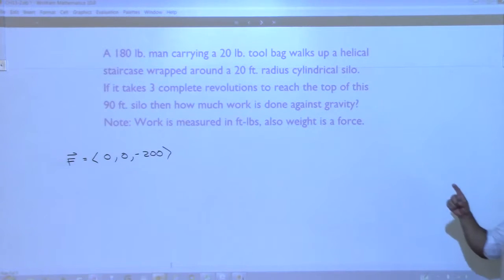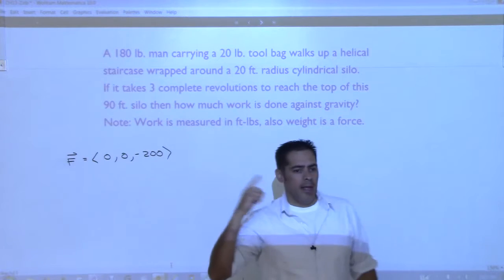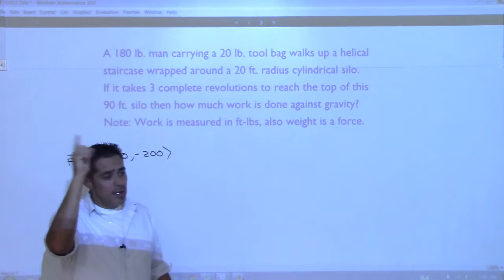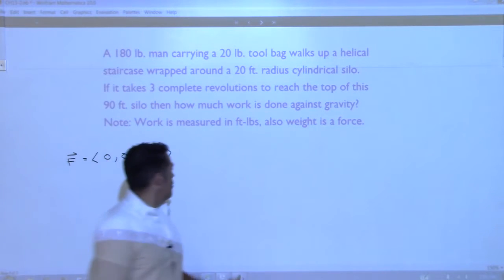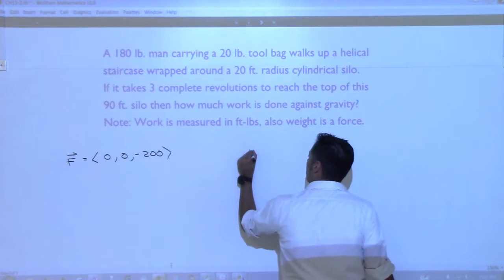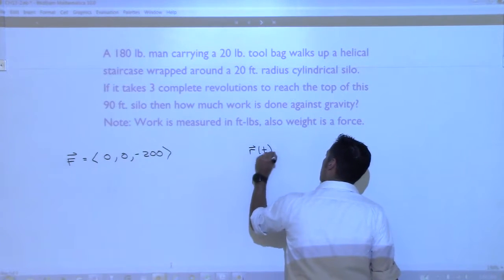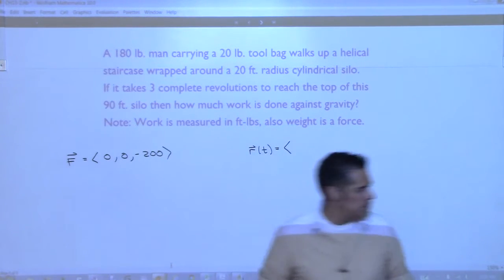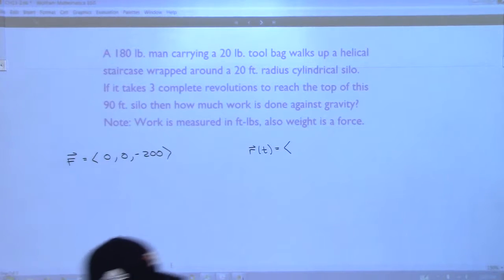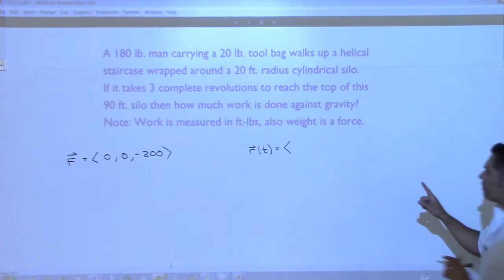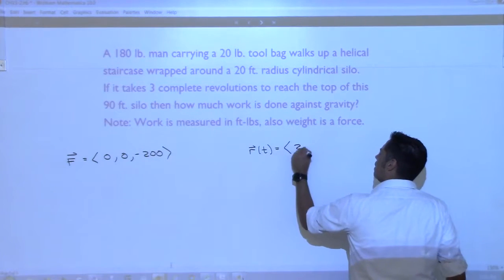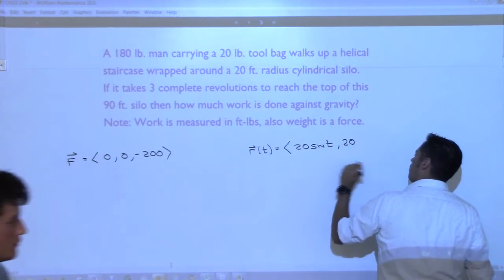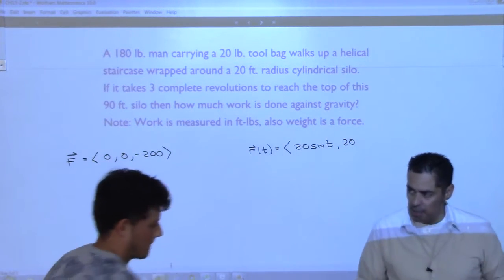And then what we need to do is come up with a vector function which represented his path up the silo. And we had started developing that, r(t), and we had said that was 20 sine t, 20 cosine t, 20 sine t.